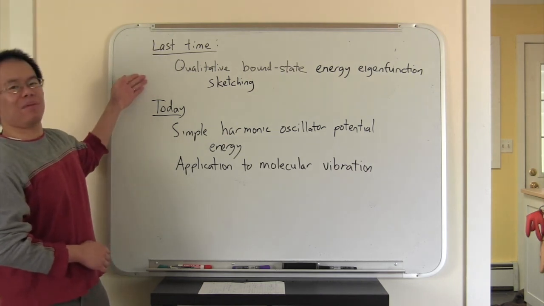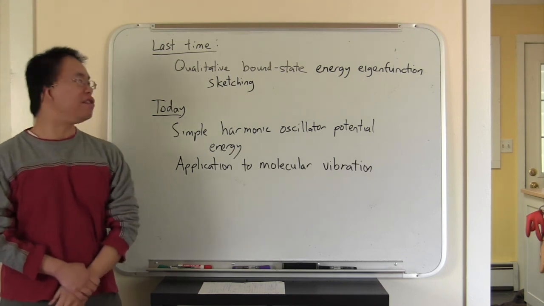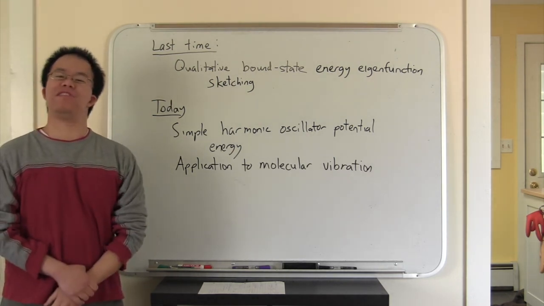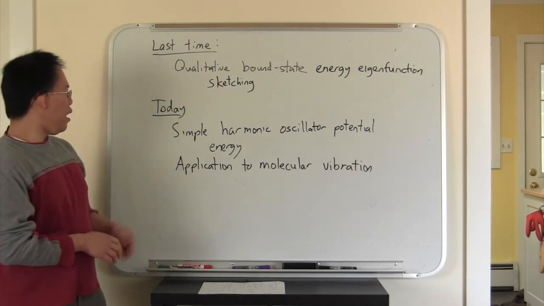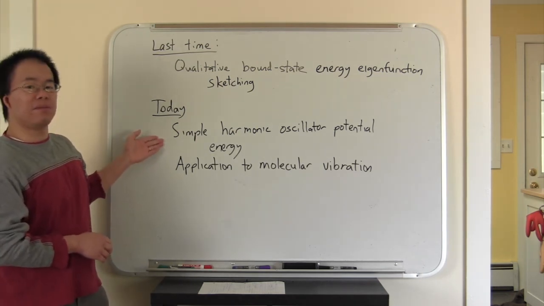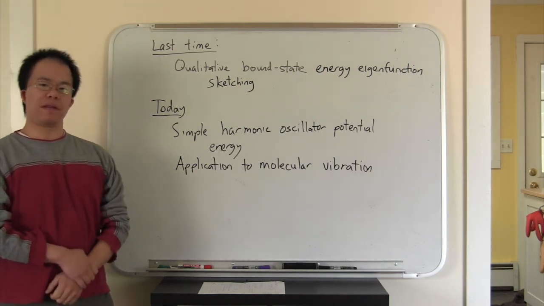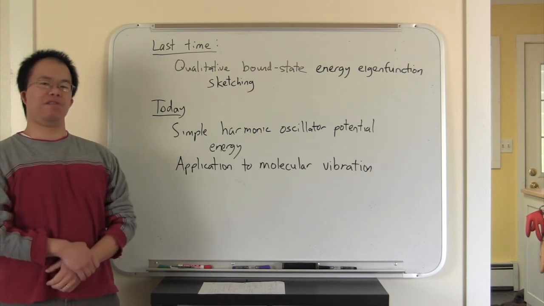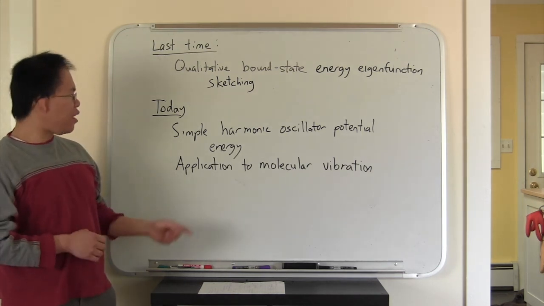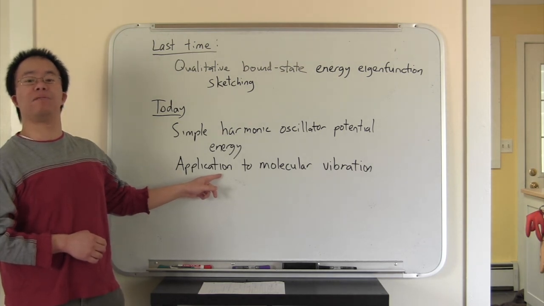So last time we talked about how one can make qualitative sketches of bound state energy eigenfunctions. We're going to apply some of that today when we consider the simple harmonic oscillator potential energy. And then we'll talk a little bit about why this is such an important potential energy for applications, and we'll specifically look at how this can be applied to molecular vibrations in chemistry.